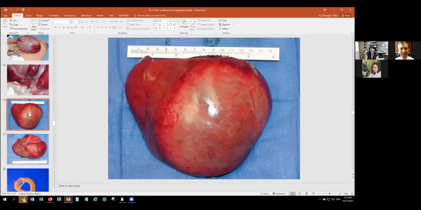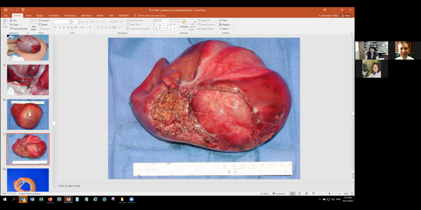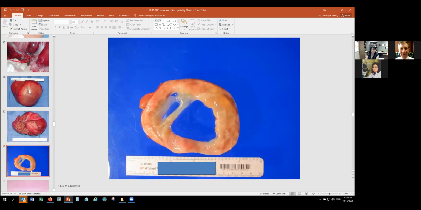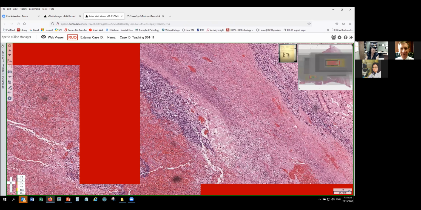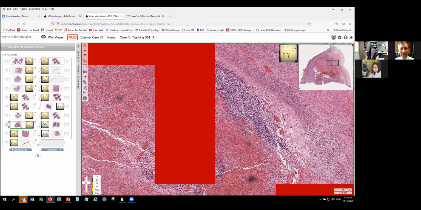There's a little normal liver on the left, and this right lobe, the whole thing is a big tumor. So the tumor is intact. This is the cut surface, a big cystic tumor with very mixed solid change. So that's our case number, 13.